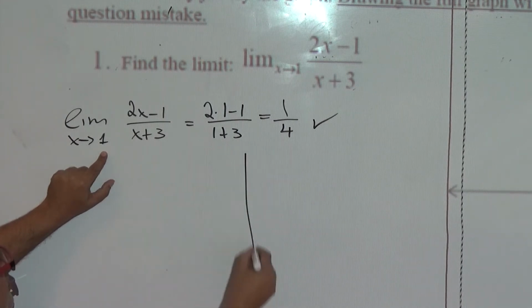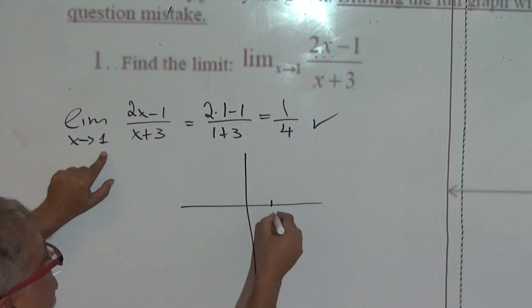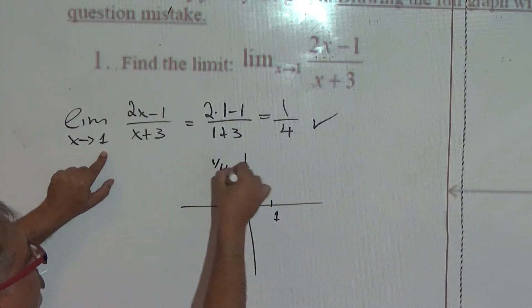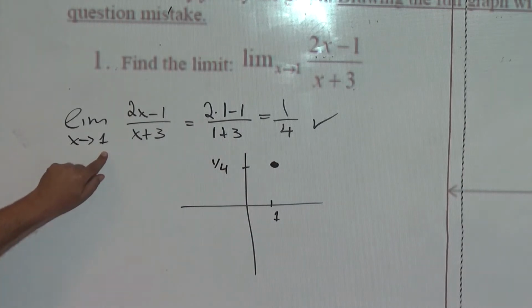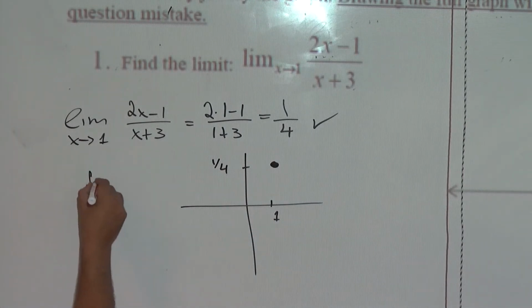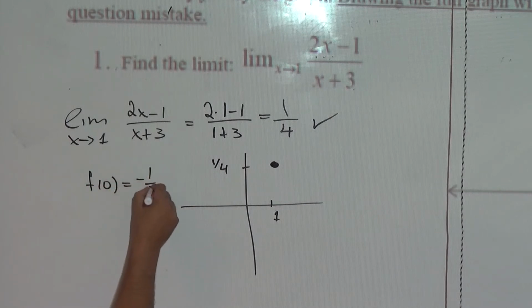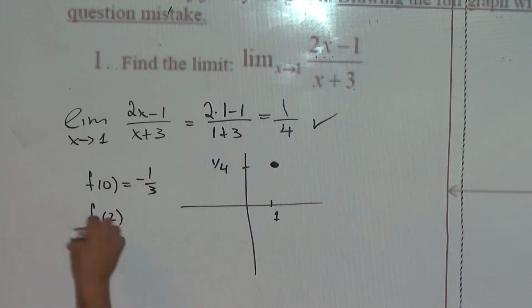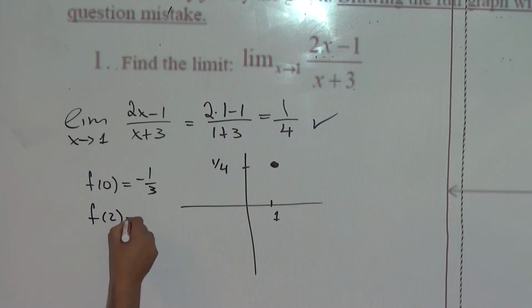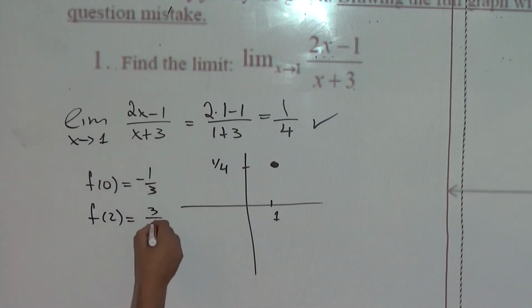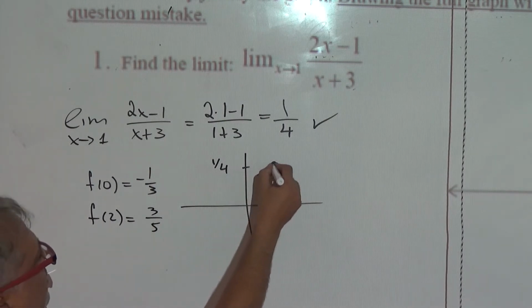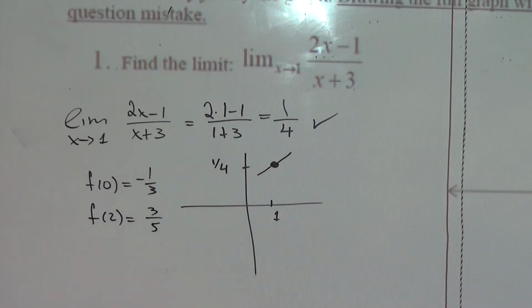Okay? So in the graph at 1/4, there is the value of the function. It's a function of the limit. And then I might have to compute f of 0, which is -1/3, and f of 2, so a point before and a point afterwards. At 2, it would be 3/5, so I know it goes like this. And that's it.